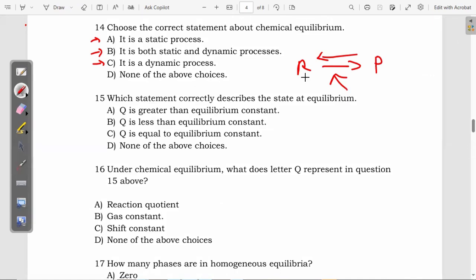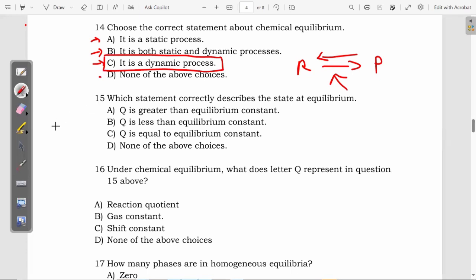It doesn't mean that the amount of product and the amount of reactant is the same. No, it doesn't mean that. It means the rate. So always it's about the rate and not the amount. The amounts of reactant and product can be different, but the rate at which the reactants are forming the products and the products are forming back the reactants will be the same. So it will be in a dynamic equilibrium like that. So the correct answer here, we're going to choose C.